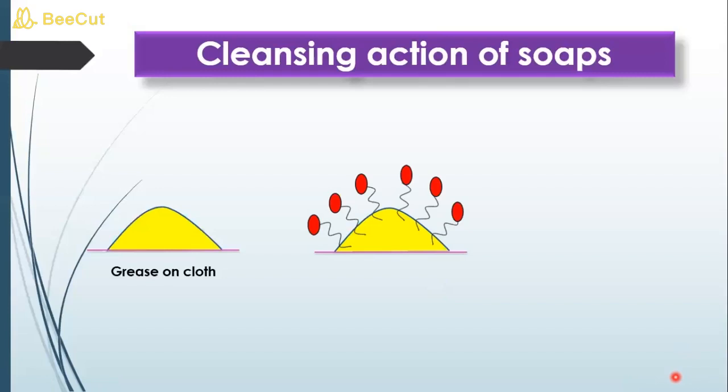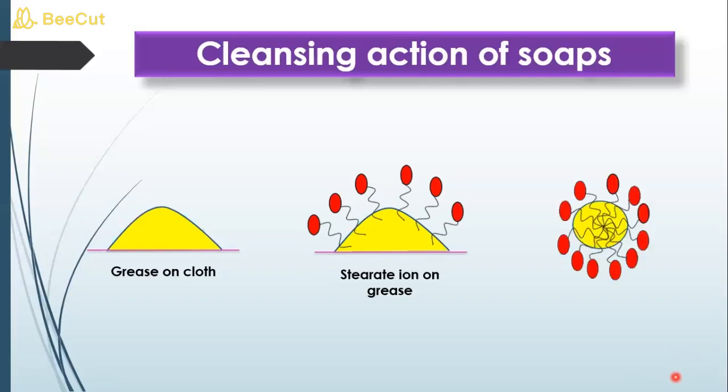Thus, soap helps in washing away the oil and fats. The negatively charged sheath around the globule prevents them from coming together and forming aggregates.